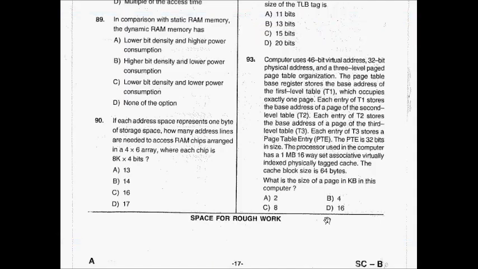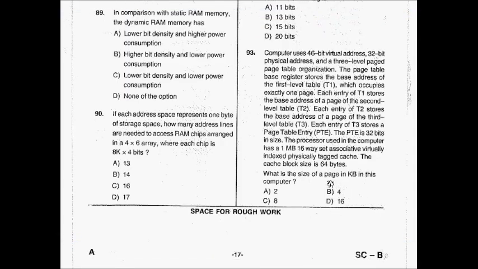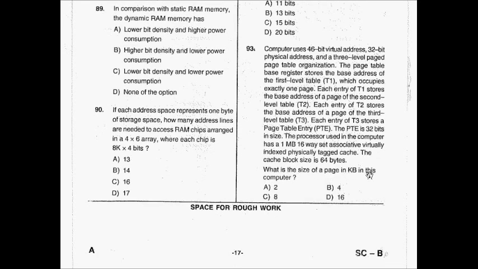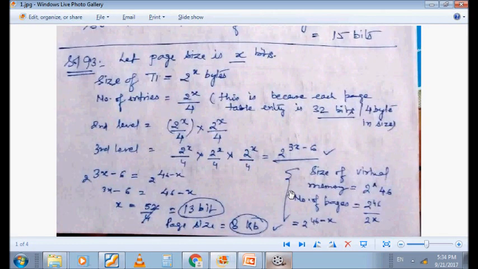Okay, and the answer is, what is the size of a page in KB in this computer? So it is 13 bit, so that is 8 KB itself.